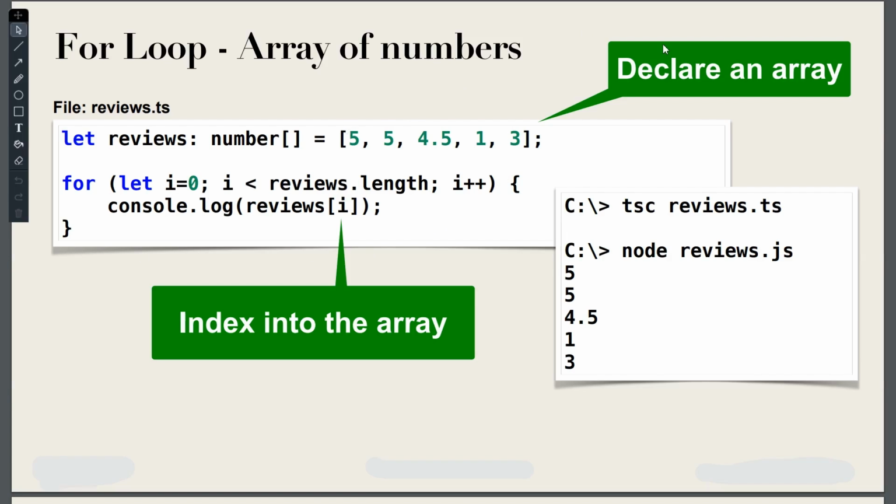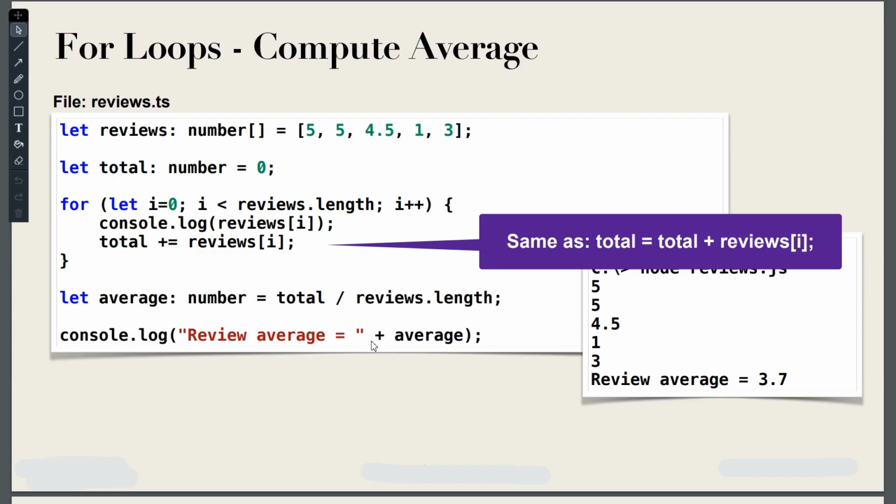Then we discuss: firstly, we declare an array and the index of that array. Third, making some math operation on that array, such as the average. Firstly we iterate over the length, and then we total the reviews of the array. That means total plus equal to reviews, that means total is equal to total plus reviews. This is the math symbol, guys. Plus equal to means total plus reviews.